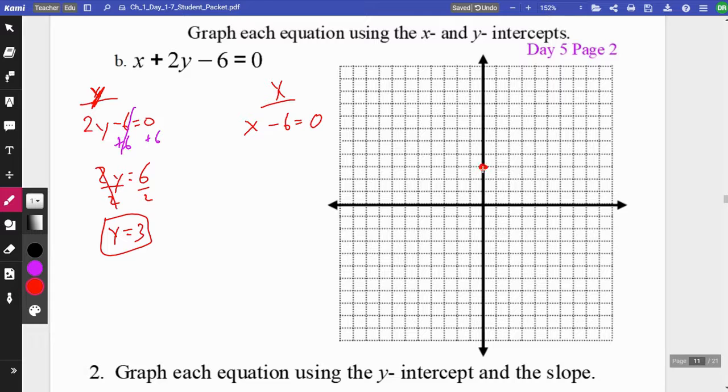The other one is much quicker to solve because we're just adding 6. And then we are left with x is 6. That's that point. You got 2 points. You can graph. It's kind of messy, but you see it.